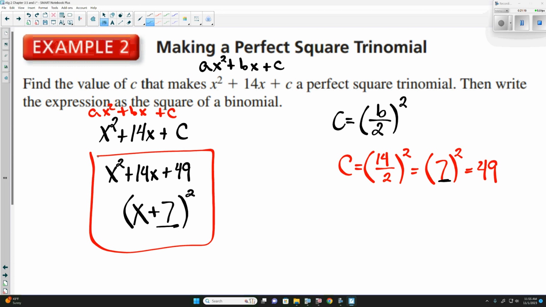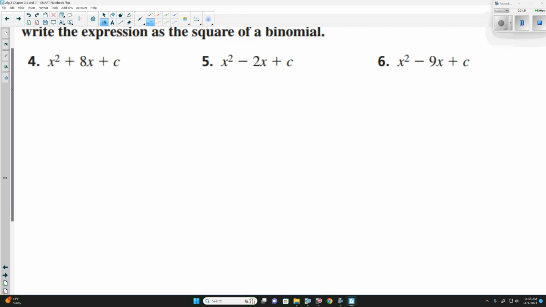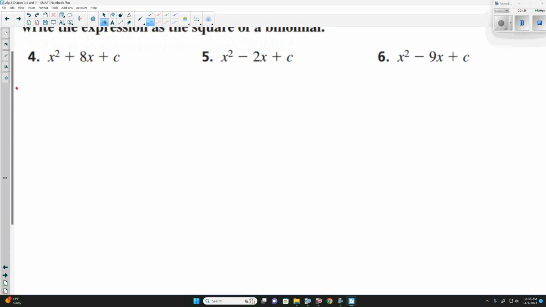Questions on this here? Let's look at another one. So we want to write each expression as a perfect square trinomial and then find the set of parentheses squared. And again, finding this value c is going to be the same for all of these here, because our c is equal to b over 2 squared. And for number 4, our x squared plus 8x plus c, what is the value of b?